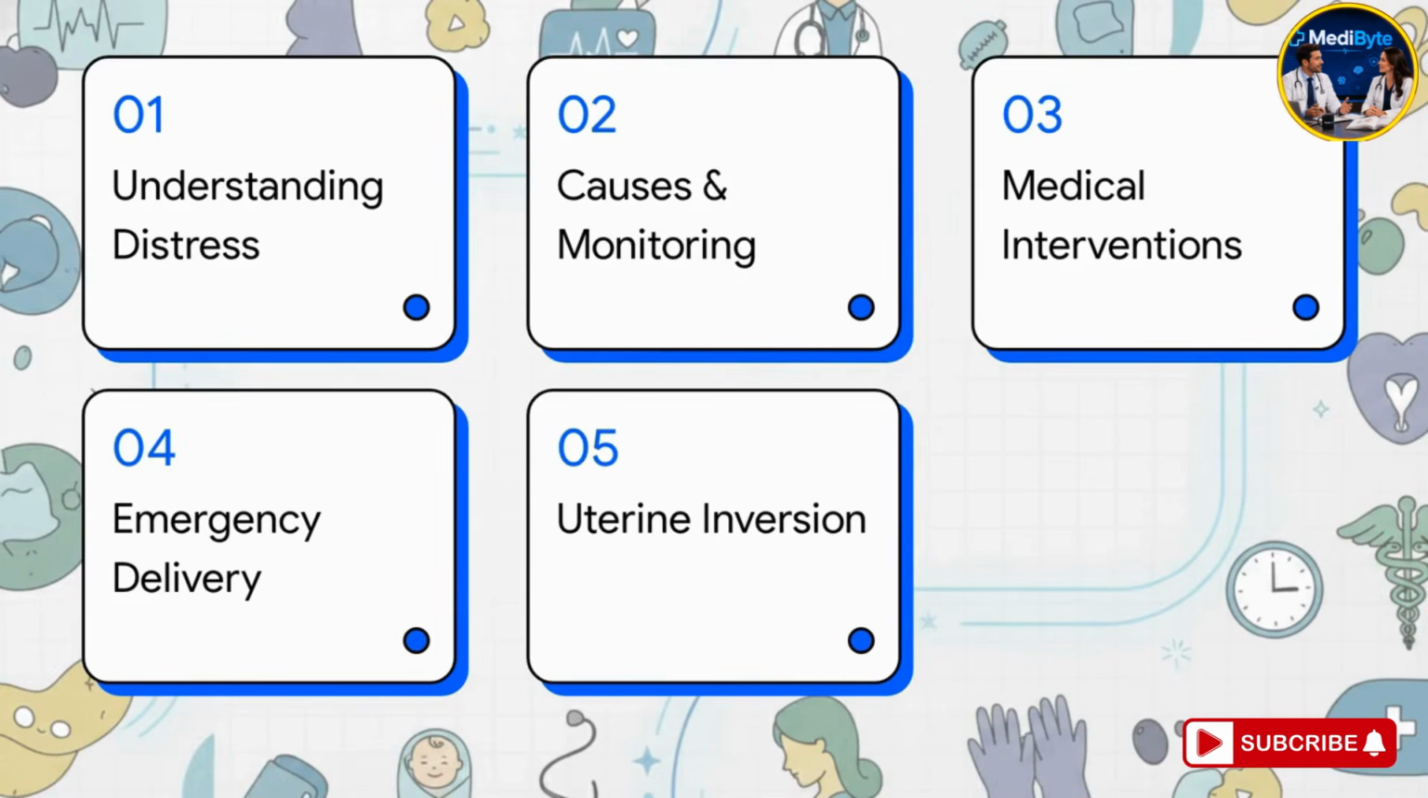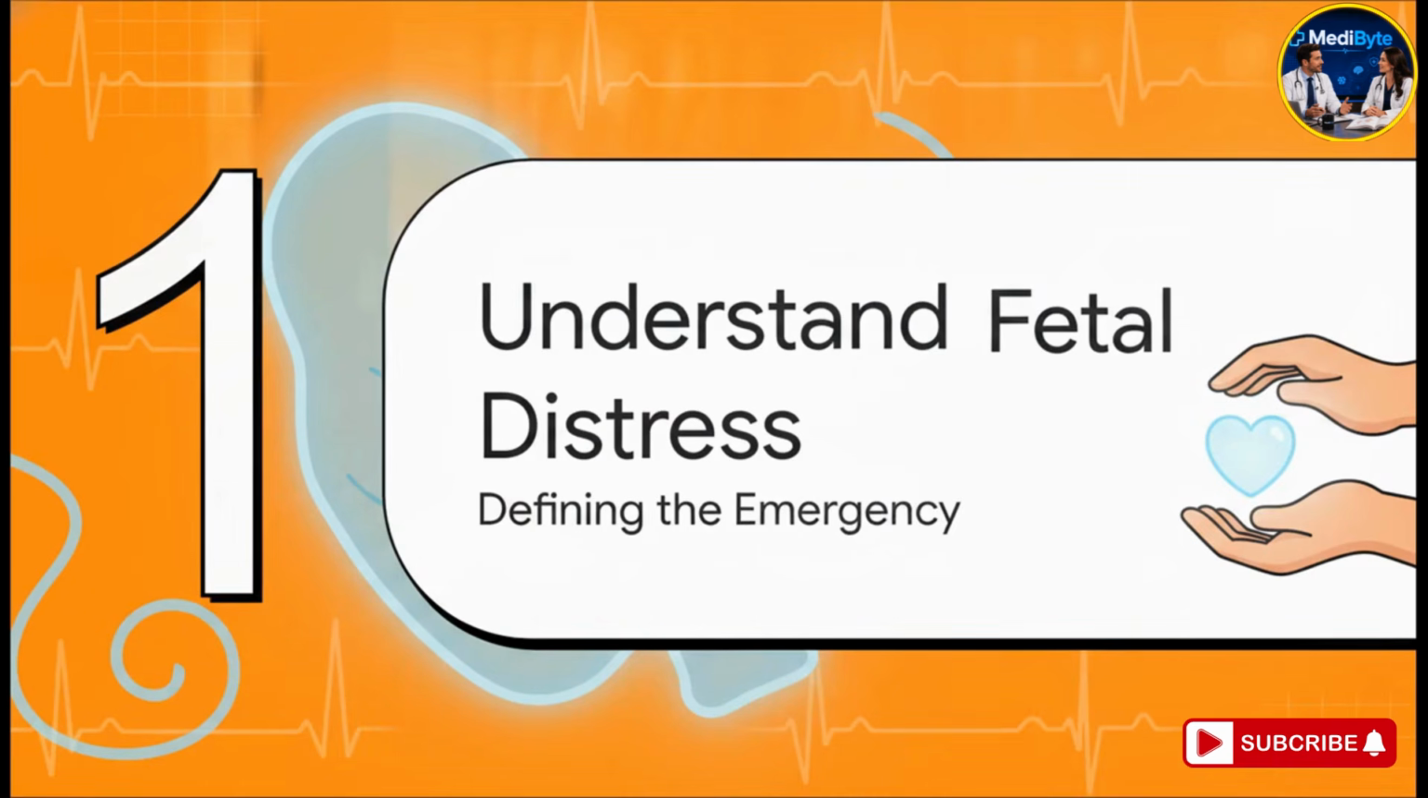We'll start with 1. Understanding fetal distress. Then 2. Causes and heart rate monitoring. 3. First-line medical interventions. 4. Emergency delivery methods. And finally, 5. Rare complication, uterine inversion. Knowing what to expect really helps take the anxiety out of the equation, so let's follow this plan. All right, Section 1.